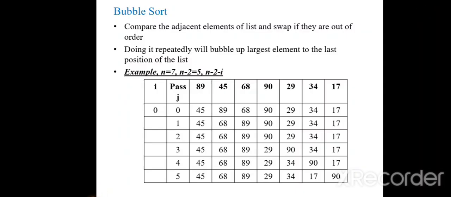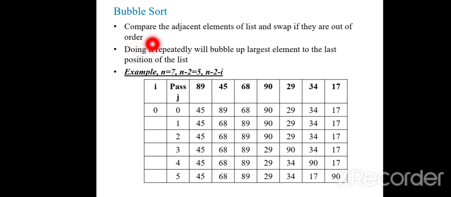The second topic in the brute force technique is bubble sort. Previously we saw selection sort. In selection sort, one element in the list is compared with all the other elements in the list. In bubble sort there is a difference: we compare the adjacent elements of the list and swap them if they are out of order. This is the basic procedure we follow in bubble sort.